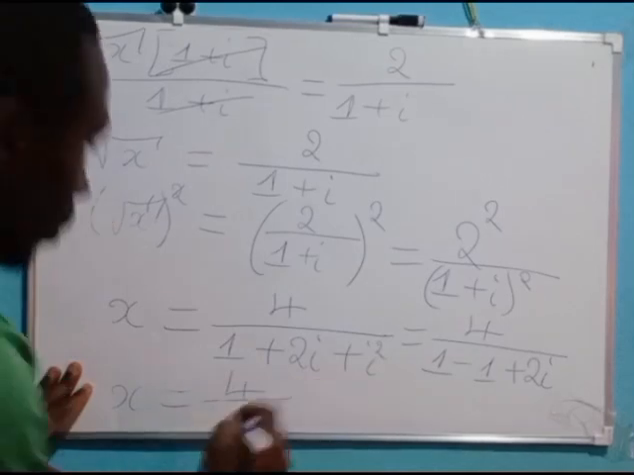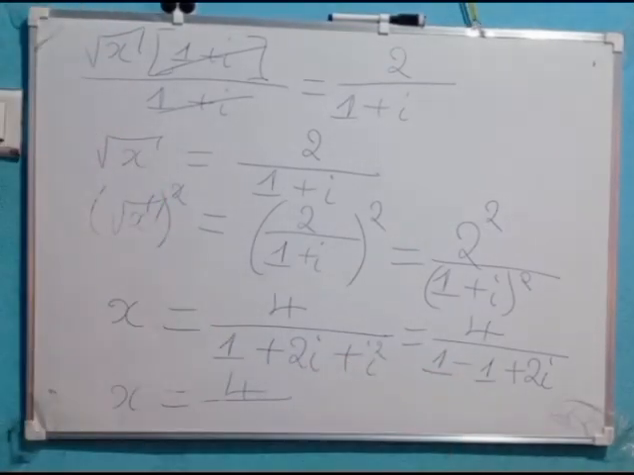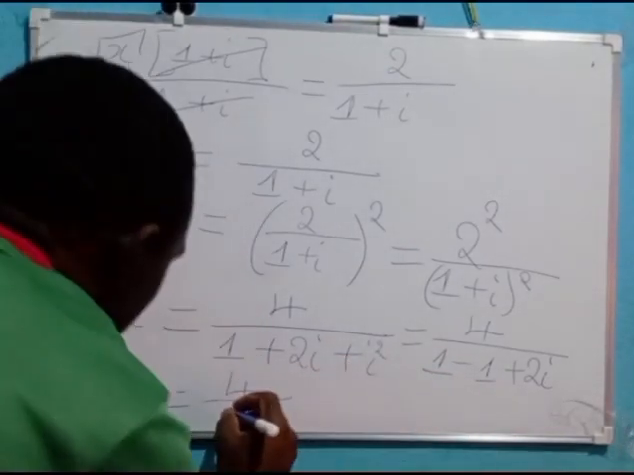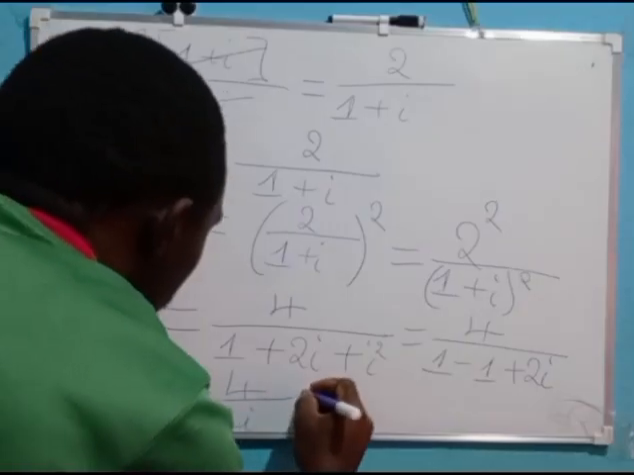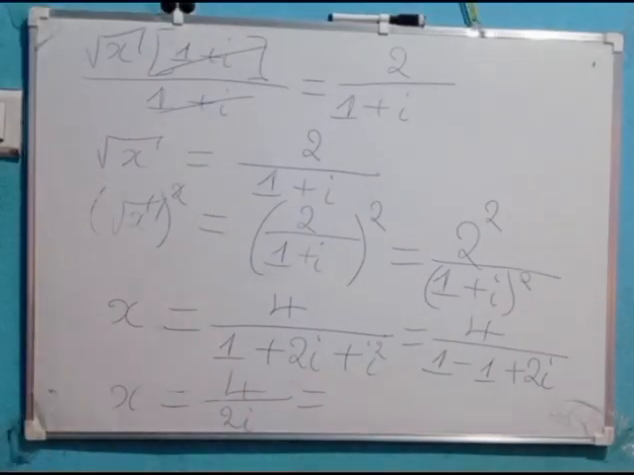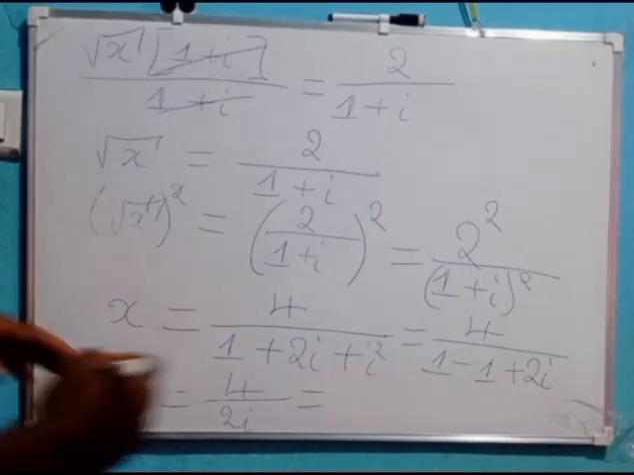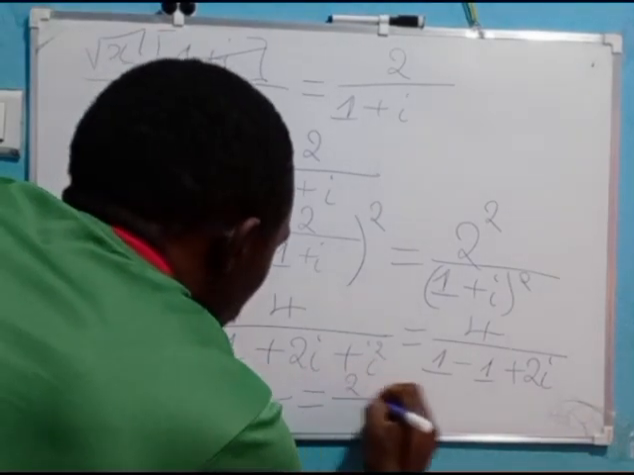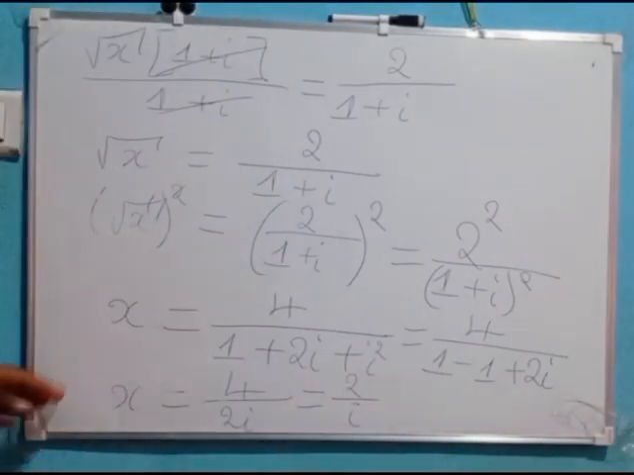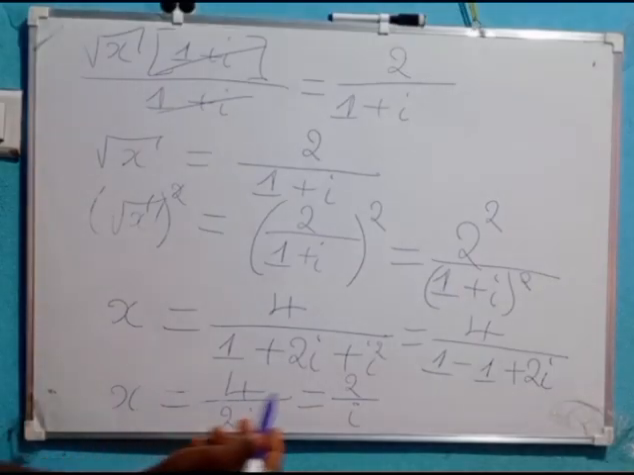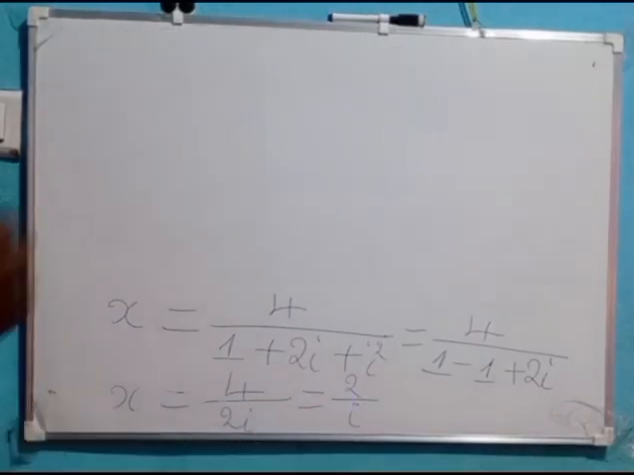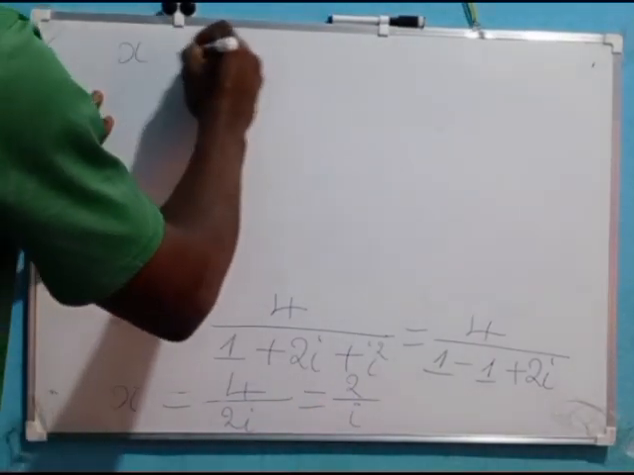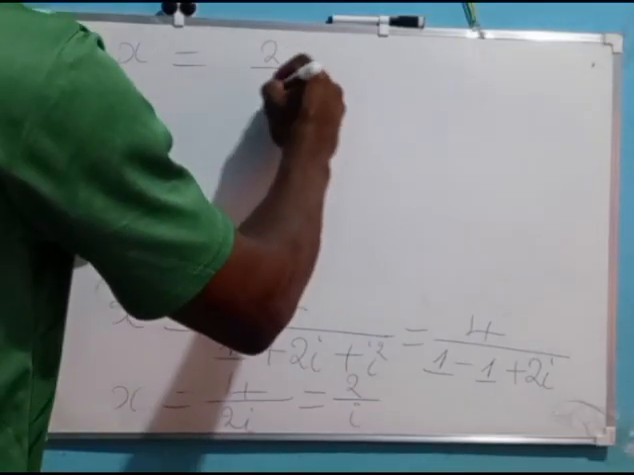And this will give us x to be equal to 4 on 1 minus 1 is 0 plus 2i, which is equal to, we can simplify, 4 on 2i. 2 goes into 4 2 times, this will give us 2 over i. Next step, we have to rationalize the denominator. x is equal to 2 over i.